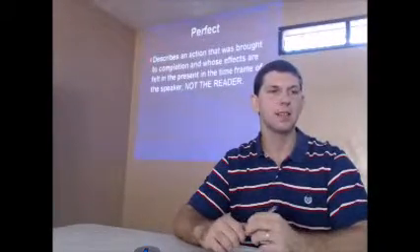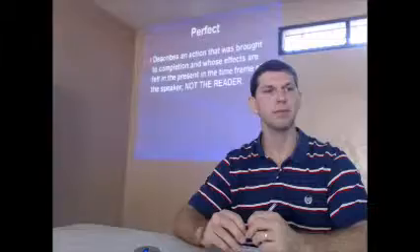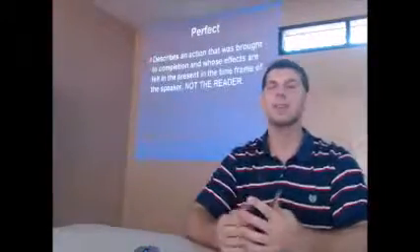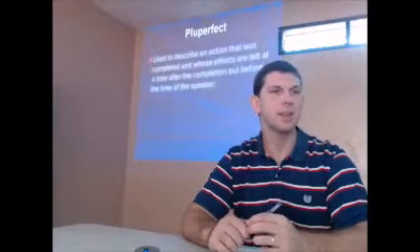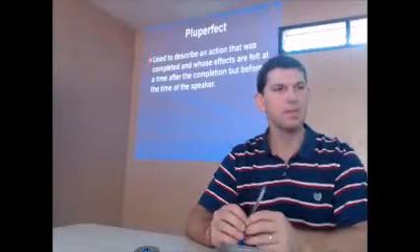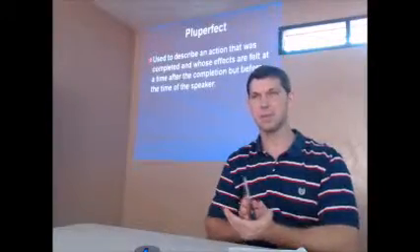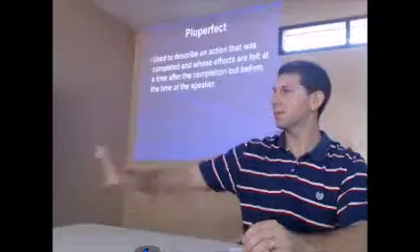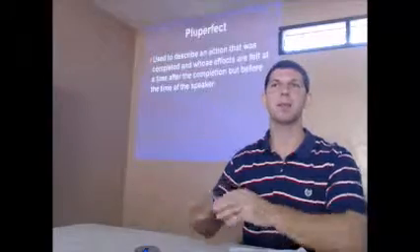Perfect tense describes an action that was brought to completion, whose effects are felt in the present in the time frame of the speaker. So it happened, and I'm still feeling its effects as I write this down right now. Okay? And then the pluperfect describes an action that was completed, whose effects are felt at a time after completion, but before the time of the speaker. So it happened, there's a line, and then it stopped. And now I'm writing about it. So it's in the past tense. Or it is in the past to me. Do you follow what I'm saying?